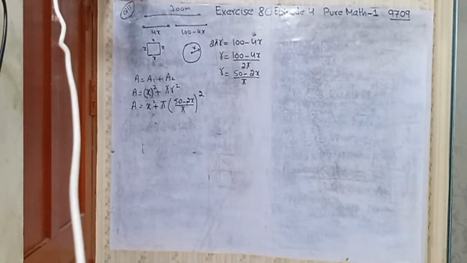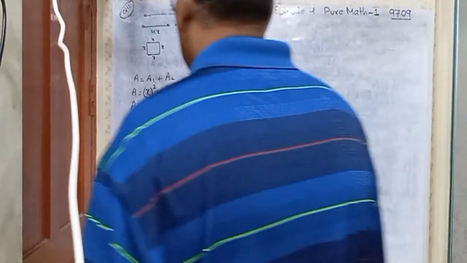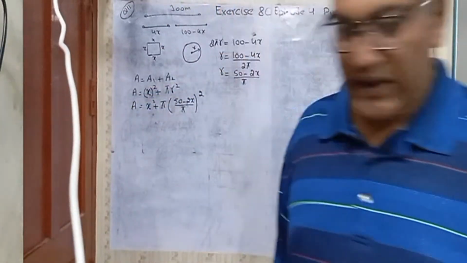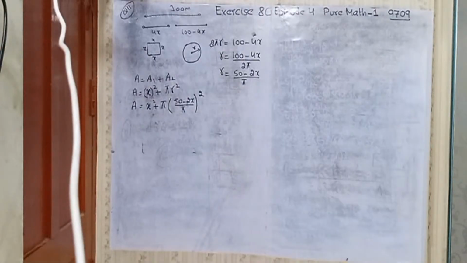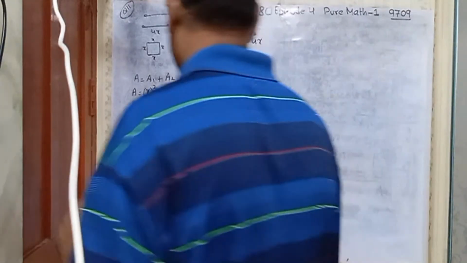So the area of the square plus the area of that circle. So that is the area of both the things together. The total area is equal to A. So what I have to show, then they have opened it. Okay, so let us also open it.